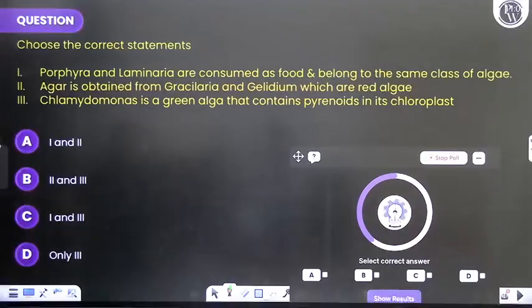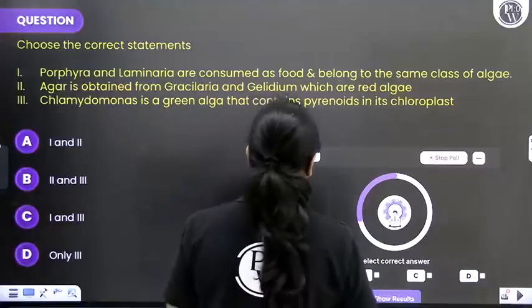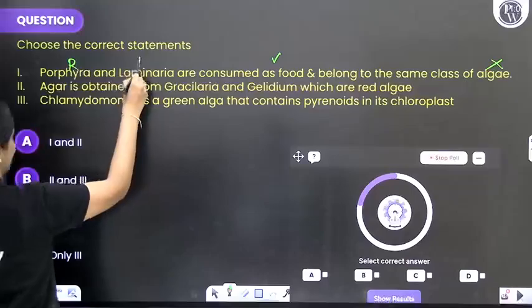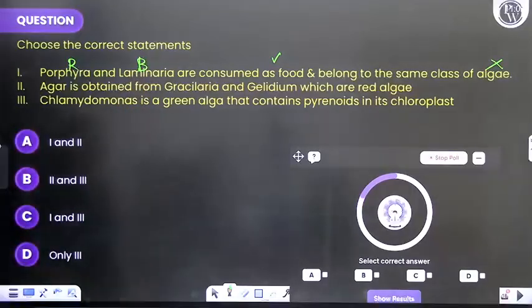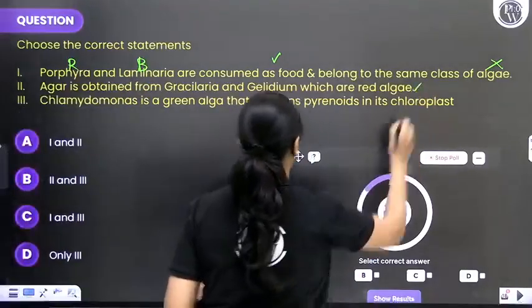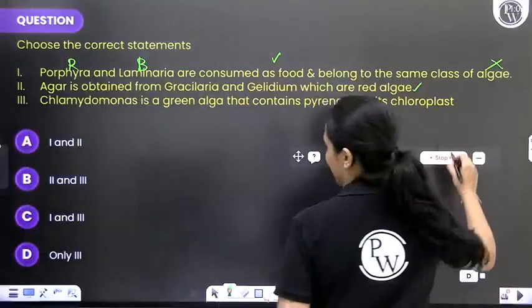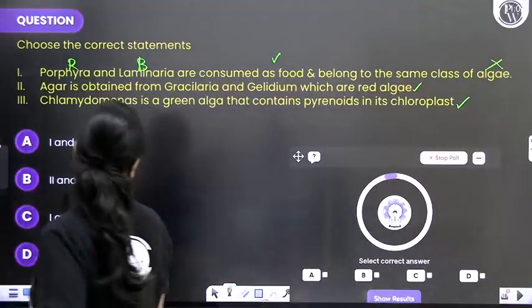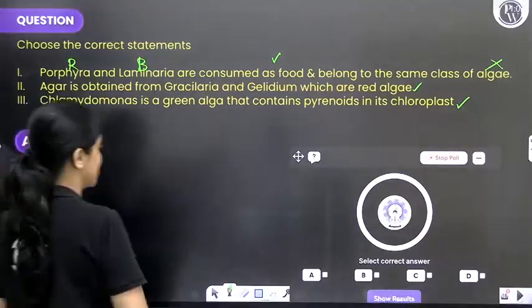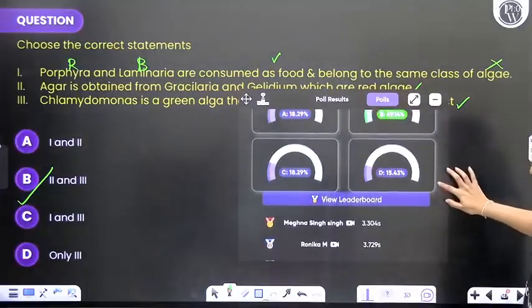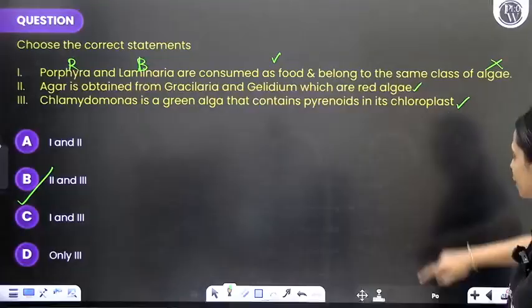Choose the correct statements. Porphyra and laminaria are consumed as food and belong to the same class of algae. Are porphyra and laminaria consumed as food? Yes. Do they belong to the same class of algae? No, they don't. Porphyra is a red alga, laminaria is a brown alga. Agar is obtained from Gracilaria and Gelidium, both of which are red algae, correct. Chlamydomonas is a green alga that contains pyrenoids in its chloroplast. That is also correct. So 2 and 3 are correct. Option B is the correct answer. 49%, Meghna, Ronika, Pratiksha, top 3.